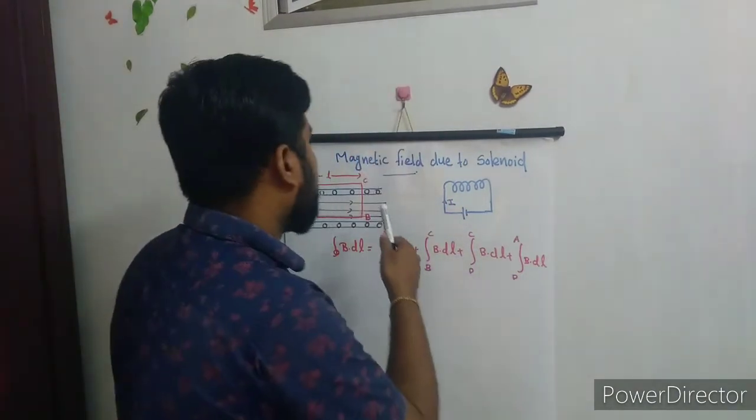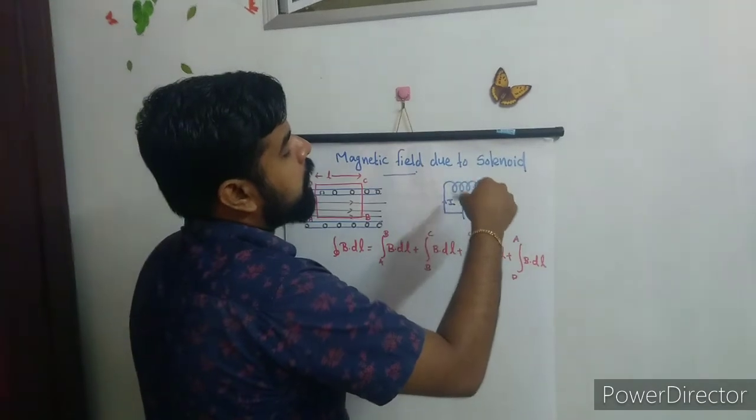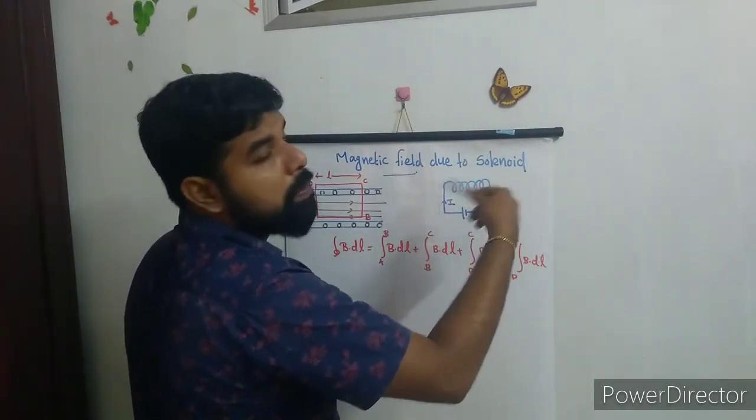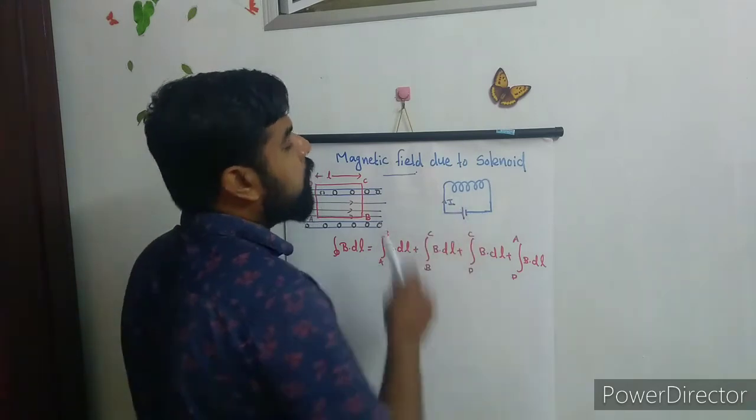So next we have to calculate the magnetic field due to a solenoid. A solenoid is copper wire wound in the form of a spring.